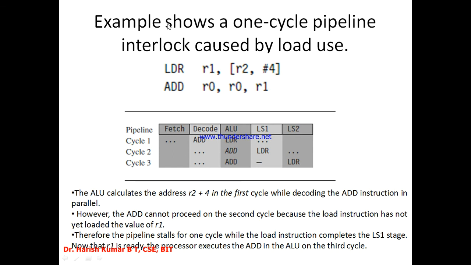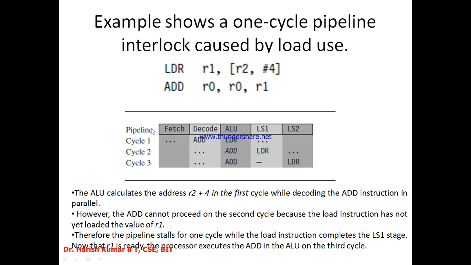Now, the example shows one cycle pipeline interlock caused by the load use. Observe, the first instruction is the source instruction. The instruction which produces the data is called the source, because it is producing R1, the destination register, and the same R1 is being used as input to the second instruction. This is called the destination. So since R1 is used as input here, this is destination, this is source. Now one cycle pipeline interlock, or one pipeline stall, or one pipeline cycle wait is required.